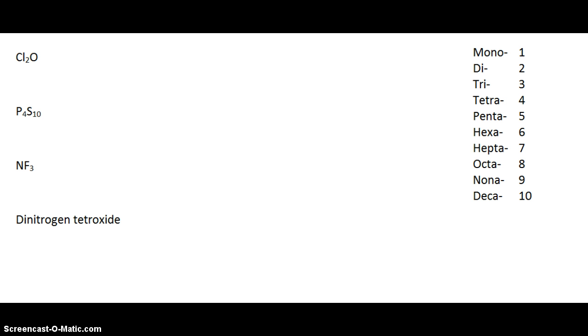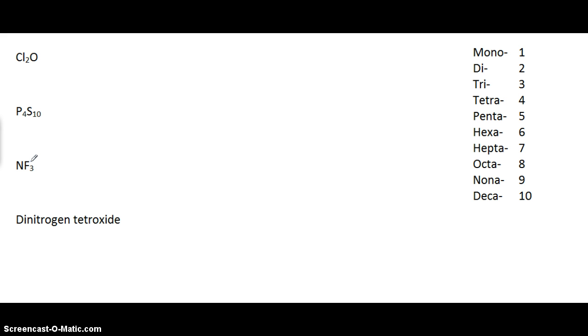This video is going to focus on binary covalent compounds. Binary, like the name implies, is when you have a situation where there are only two types of atoms. So if you'll notice in this first sample, which we'll name in a moment, I have chlorine and oxygen. Here I have phosphorus and sulfur. Here I have nitrogen and fluorine. So there are really only two types of atoms.